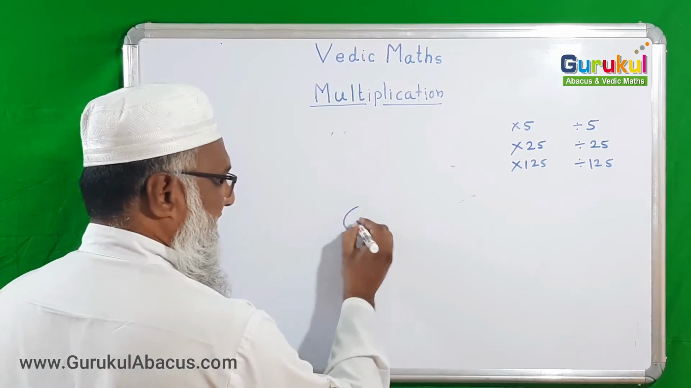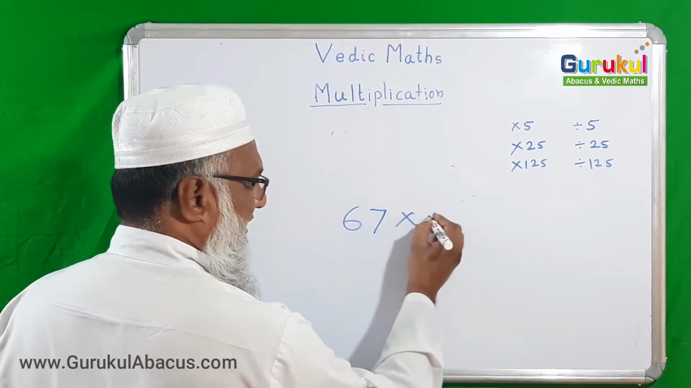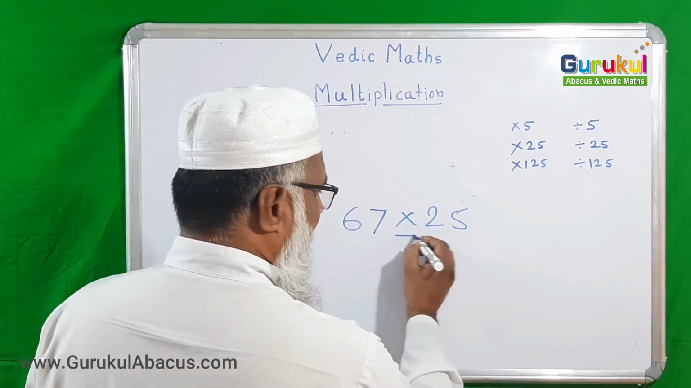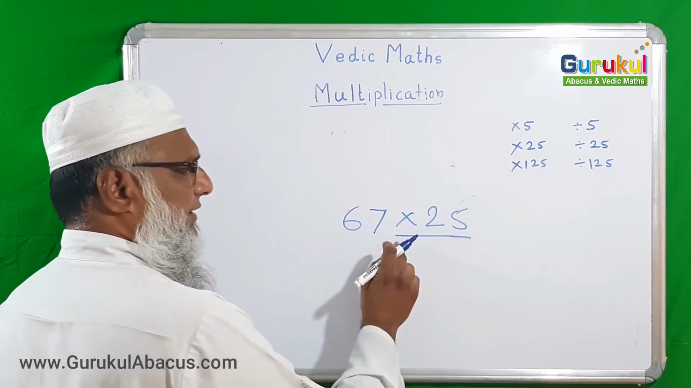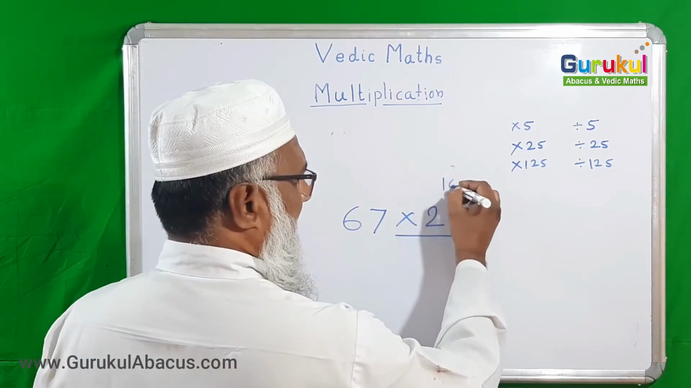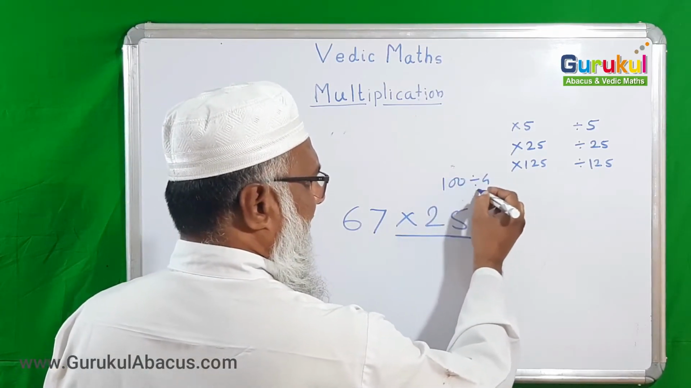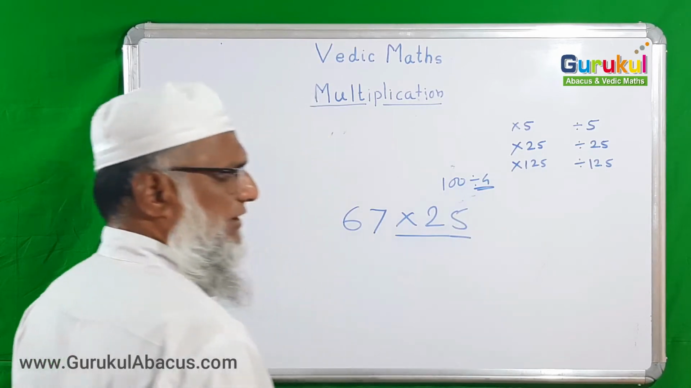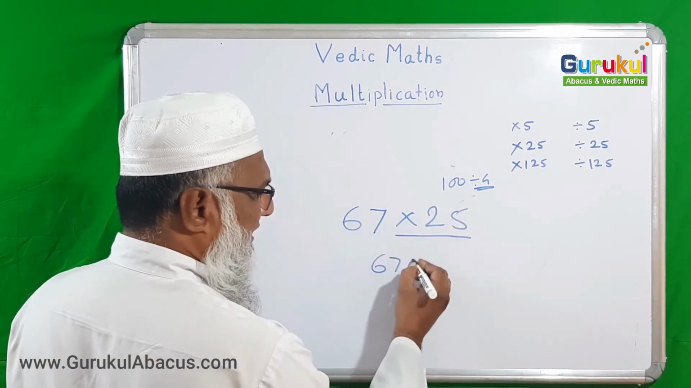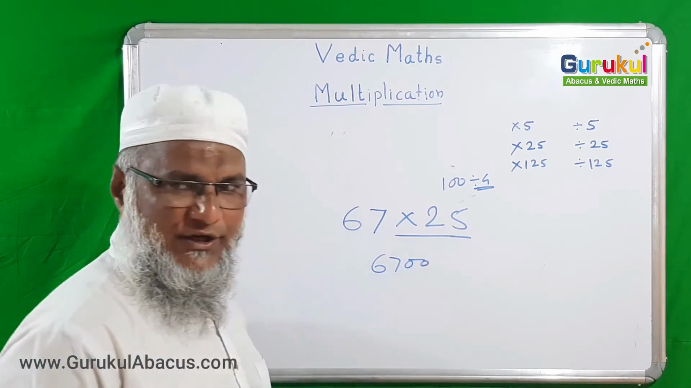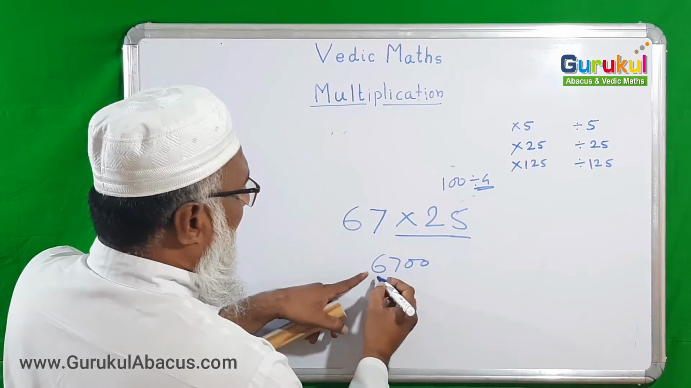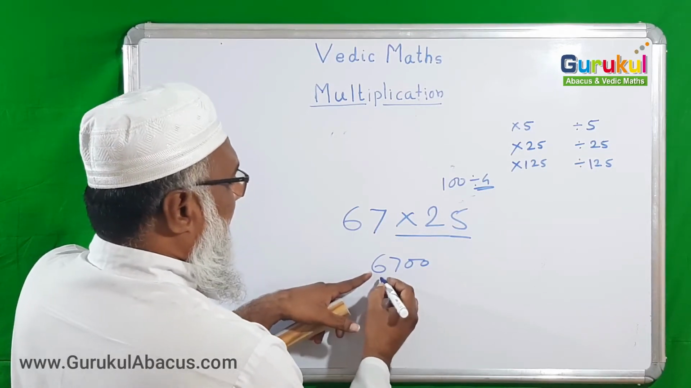Now in the same way I want to multiply by 25. Suppose our example is 67 multiplied by 25. Apart from multiplying by 25, what I will do, I will multiply by 100 and then I will divide by 4. Dividing by 4 would become more easy for me. Now multiplying 67 by 100 is what? Just adding 2 zeros to it. Now dividing by 4 is also simple for me. Let us divide it by 4.